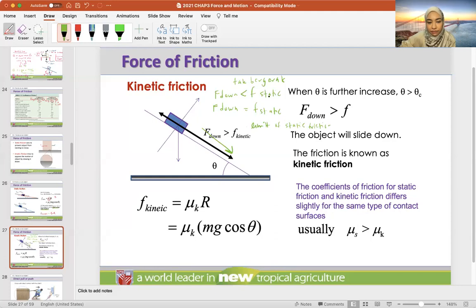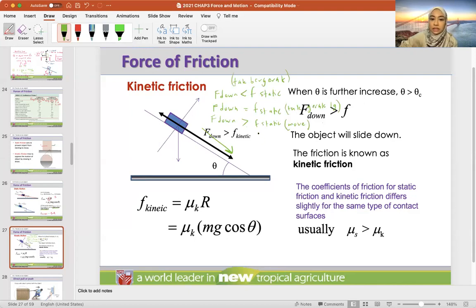And then bila limit ni dia dah cecah lebih daripada limit of static friction ni, maksudnya dia dah lebih daripada F static ni, dia punya F down ni akan greater than F kinetic. Dia punya F down ni of course lah akan greater than F kinetic sebab F kinetic selalunya kurang daripada F static. So bila F down greater than F static, F static, dia akan move. Tak gerak lagi kat sini tak gerak lagi. Dia akan move.